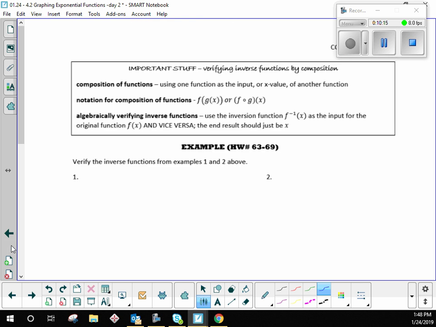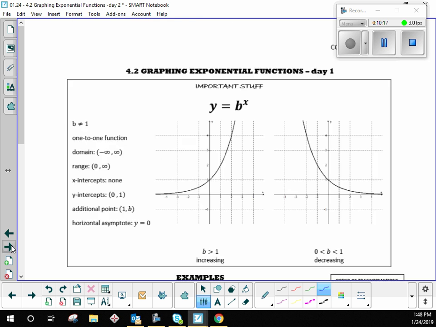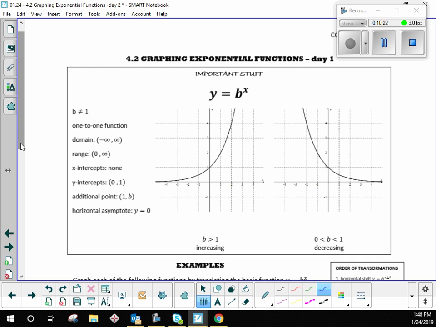Yesterday's lesson is very similar to today's lesson. Yesterday we started graphing exponential functions. This y equals b to the x is the basic form of exponential equations. And the reason why it's called an exponential function is not just because it has an exponent, because quadratics have exponents, and we don't call them exponential functions. An exponential function specifically has an exponent with a variable in it, okay?